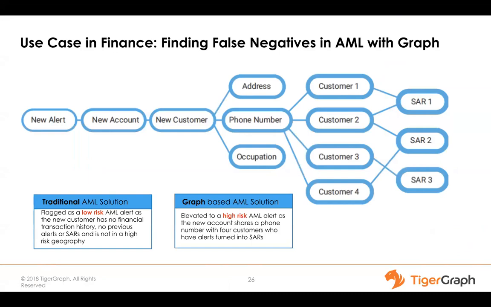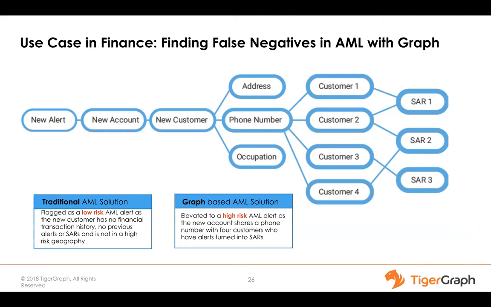And we're finding the alerts missed by other solutions with Graph. The false negatives here are alerts to the fraudsters that were missed by the other solutions. We're trying to see whether a new customer who signed up for a particular new financial account is a fraudster. And SAR here stands for Suspicious Activity Report.